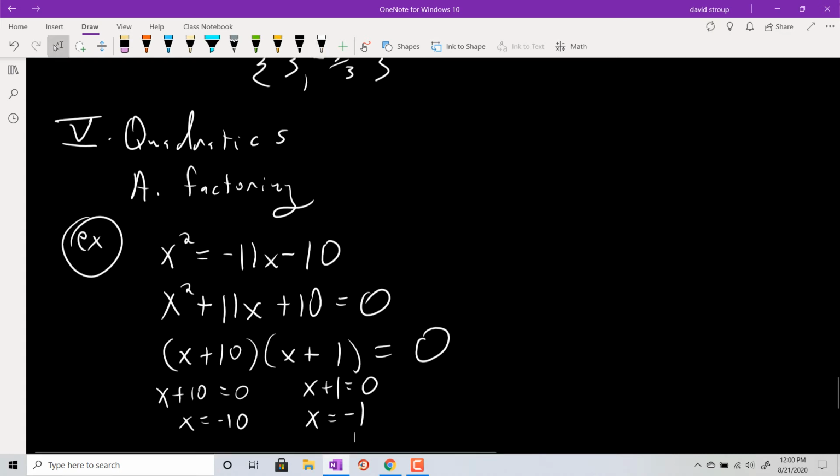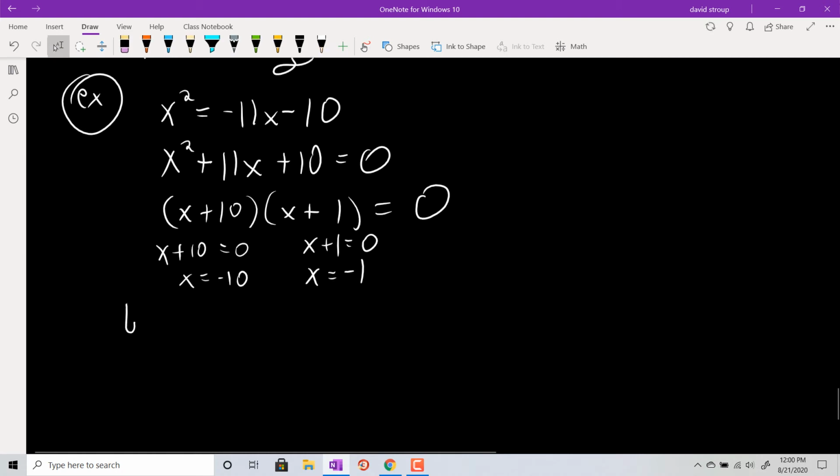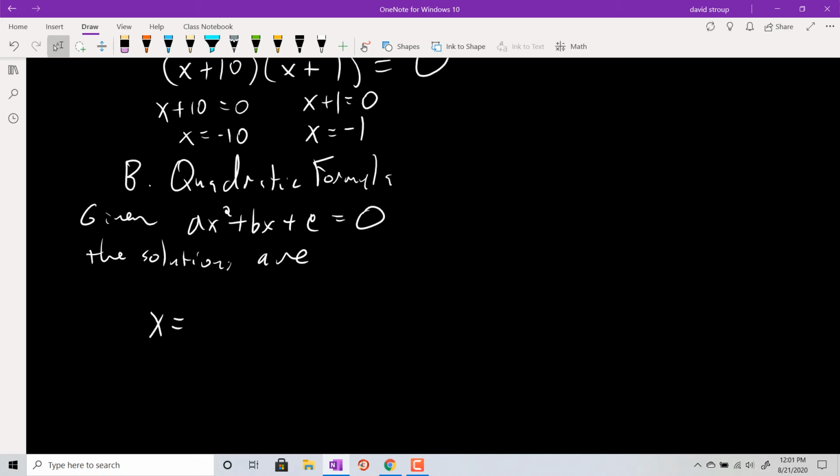And there's our solutions. So always try factoring first. That's the go-to. When factoring fails, you usually want to go to the quadratic formula. So given your quadratic in this form, ax squared plus bx plus c equals 0, the solutions are given by x equals negative b plus or minus the square root of b squared minus 4ac all over 2a.